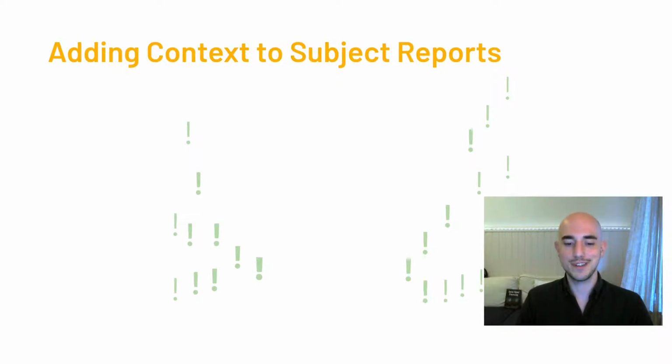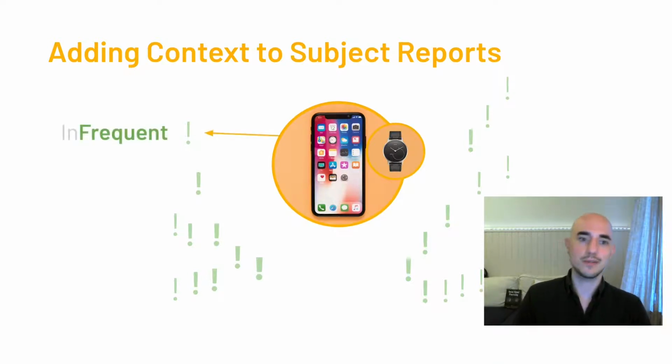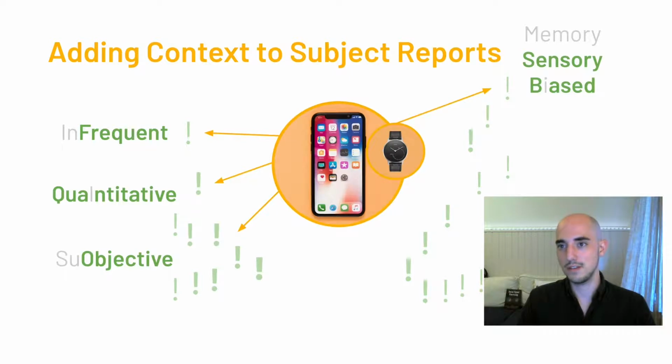So with the use of all this sensor data coming from smartwatches, wearables and smartphones, we add a context to reports from the study participants. It becomes more frequent, it becomes quantitative, it becomes less subjective. With the data from smartphones and wearables, you don't have this bias of the human side. Be careful of the sensors, of course, we will see that later.